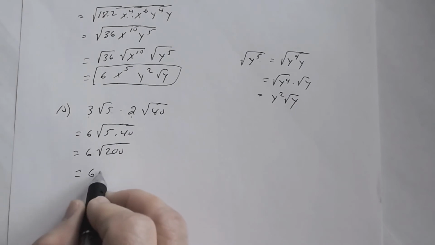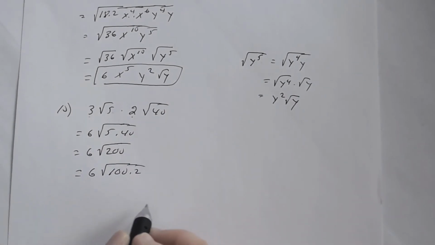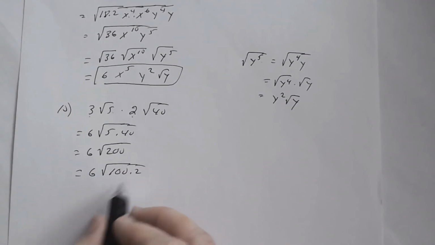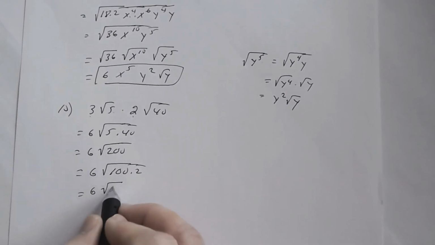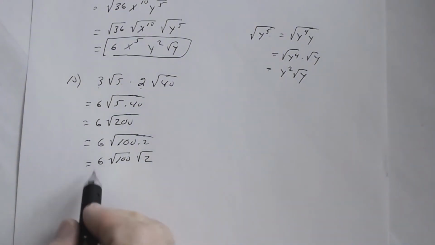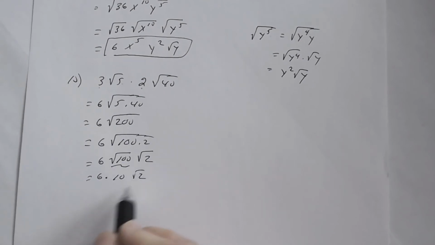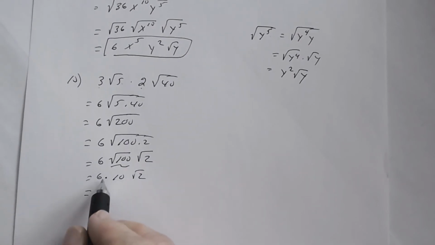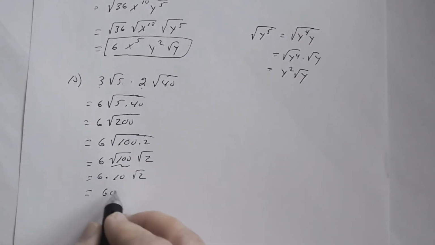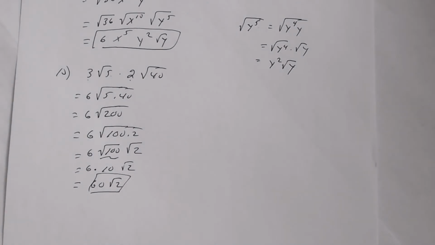So we get 6 times the square root of 100 times 2. And then using the product rule, I get 6 times the square root of 100 times the square root of 2. And so this becomes 6 times the square root of 100 is 10, square root of 2. And then we're almost done with the answer. 6 times 10 is 60. So I get 60 square root of 2. Okay? All right, let's look at this one.